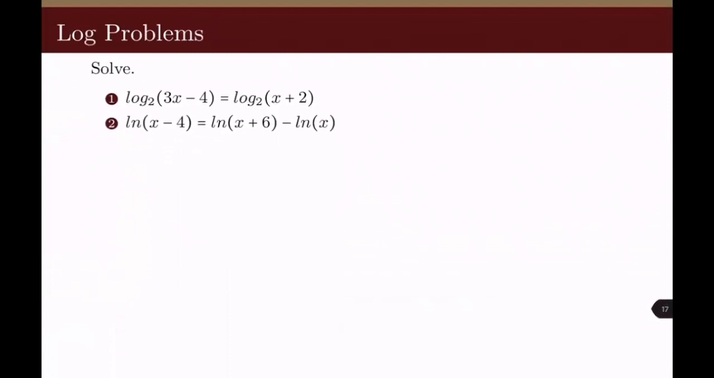Log problems. All we've got are log problems. So we've got log base 2 of 3x minus 4 equals log base 2 of x plus 2. Now, what's really nice is these logs are the same base, right? So all this means is 3x minus 4 equals x plus 2. Because these logs are the same base, we can just take what's inside. All right? And now this is really pleasant for us to solve.